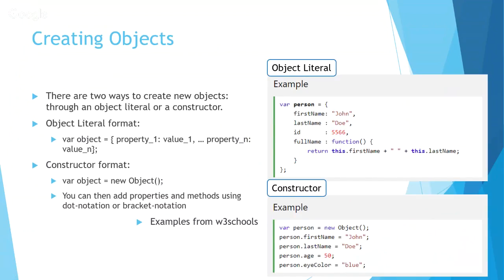There are two ways to create new objects, through an object literal or a constructor. Object literal format is as shown here: var object equals property1 colon value1, comma, all the way through propertyN colon valueN. You can have any number of properties and values. You can also use the constructor format, where you create a variable and assign it to a new object. After creating the new object, you can then add properties and methods using dot notation or bracket notation, as shown in our example here.